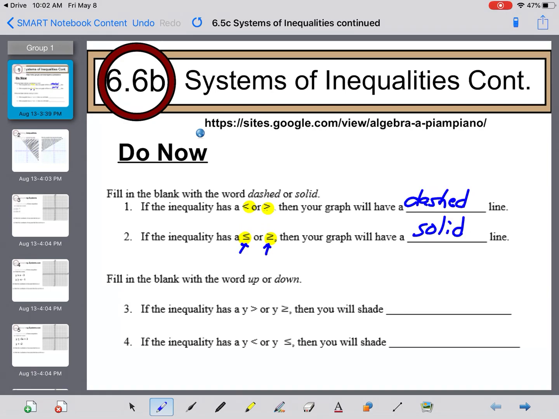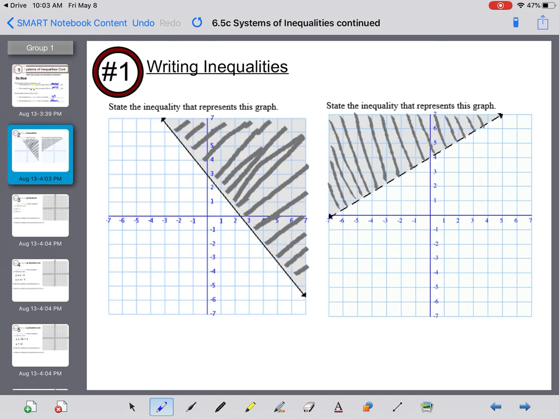Fill in the blank with the word up or down. If the inequality has y is greater than, or y is greater than or equal to, well, greater than means you're going to shade up. Which means for number 4, if it's y is less than or y is less than or equal to, you're going to shade down. Alright, so a little review there from the past couple lessons.